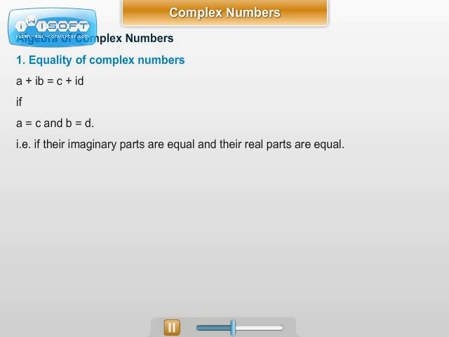From the above definition of equality of complex numbers, it follows that if a plus ib equal to 0, then a plus ib equal to 0 plus i into 0. Therefore, a equal to 0 and b equal to 0. Thus, a complex number is 0 if both its real and imaginary parts are each 0.